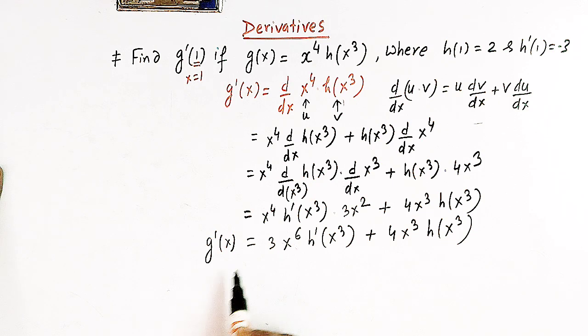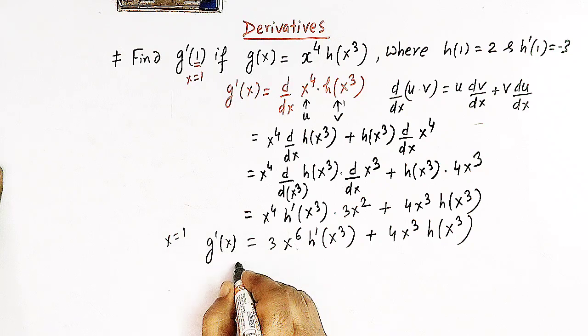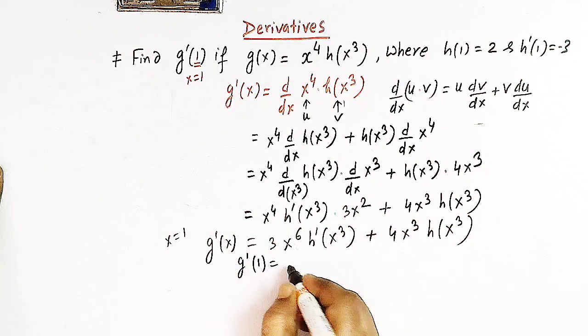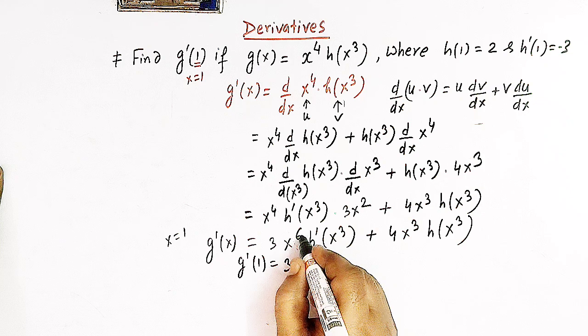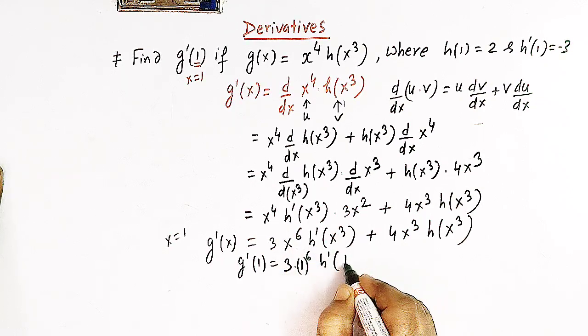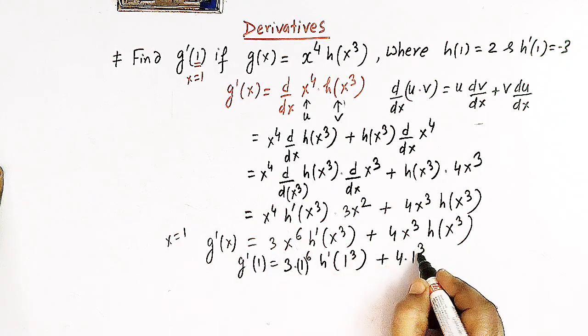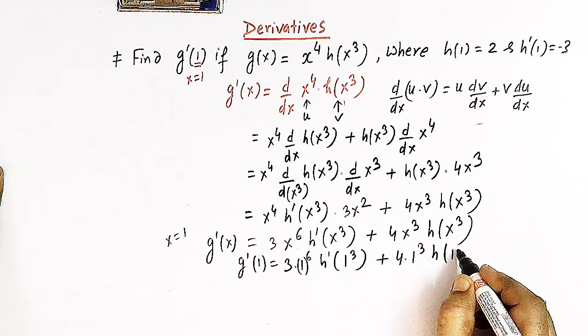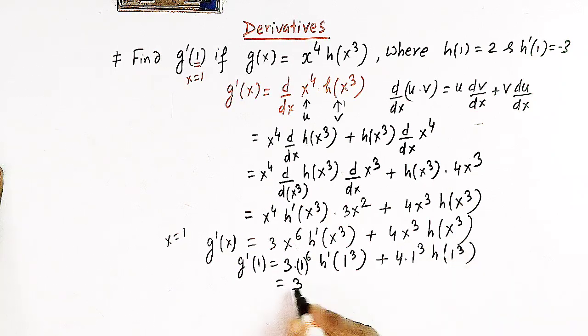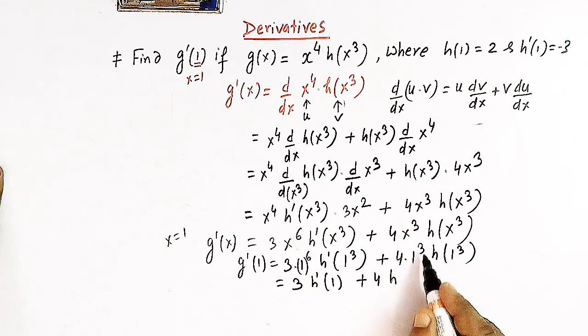Now to get the value of g prime of 1, we take x equal to 1. So g prime of 1 is equal to 3 times 1 raised to 6, times h prime of 1 cube, because x is equal to 1, plus 4 times 1 cube times h of 1 cube. So this is 3, this is 1, and here we have h prime of 1, then we have 4 times h of 1.